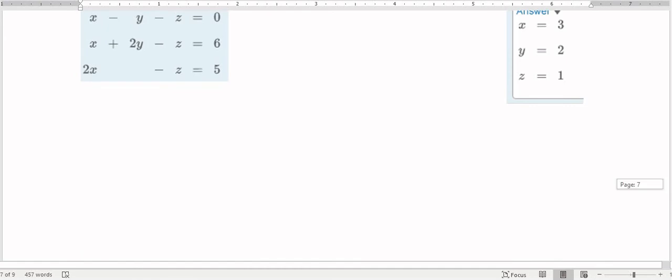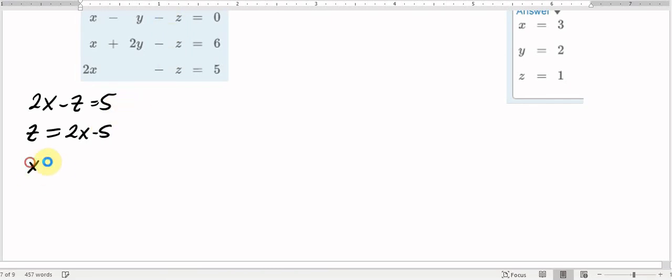Well, what about this one? All right. We can use that back substitution method. So what I'm going to do is we look at 2x minus z is equal to 5. And from there, say for example, solve for z in terms of x, so we get 2x minus z is equal to 5. Z is equal to 2x minus 5.